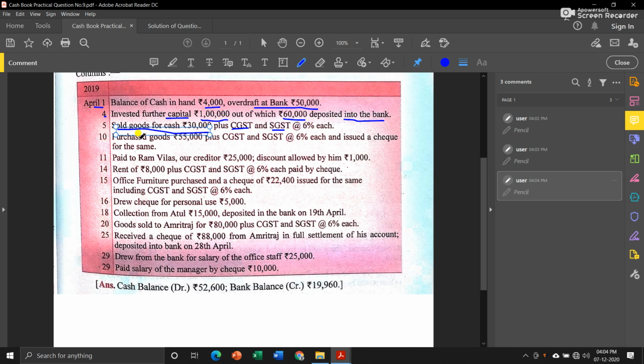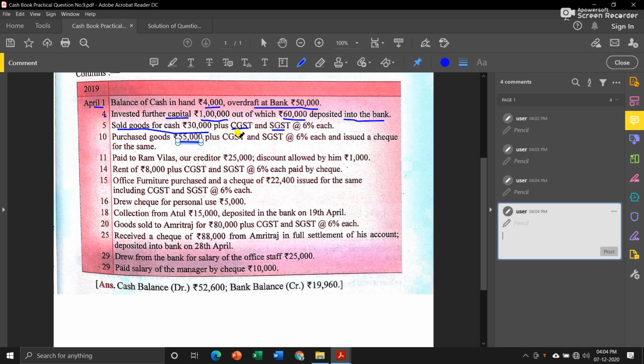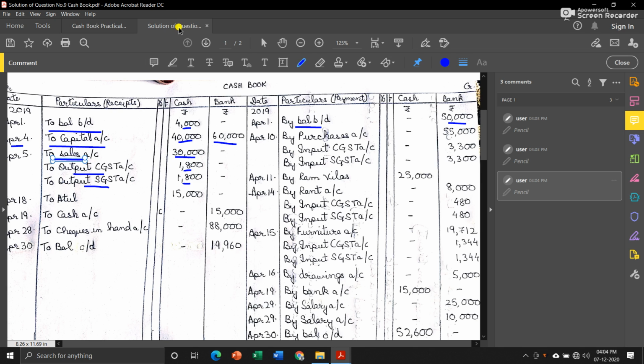Then next, on day 10, purchased goods for rupees 55,000 plus CGST and SGST at 6% each, and issued a cheque for the same. That means we purchased goods worth rupees 55,000. On that 55,000 we have to add 6% of CGST and again 6% of SGST, and whatever the amount is, we issued a cheque for the same. That means money will be deducted from our bank account, so we will write down the amount in the bank column.